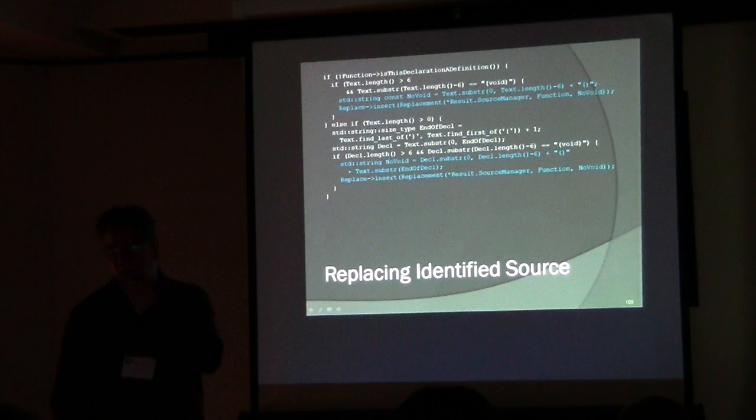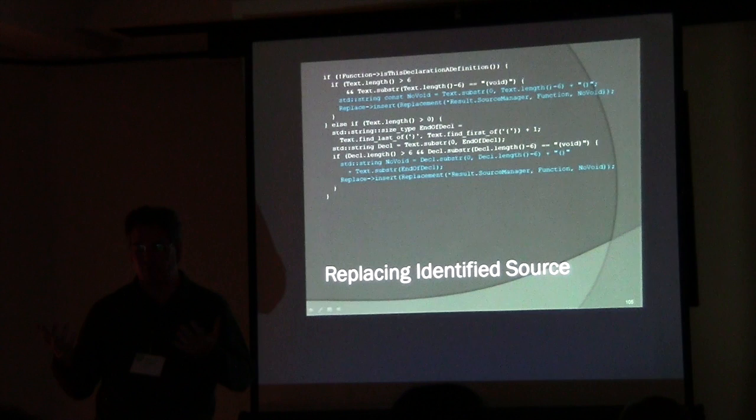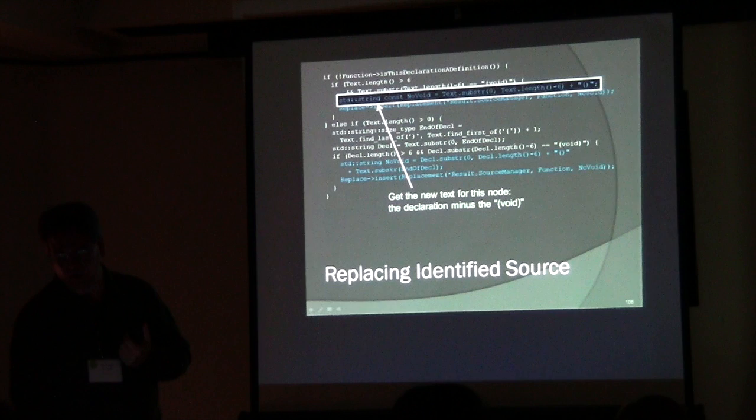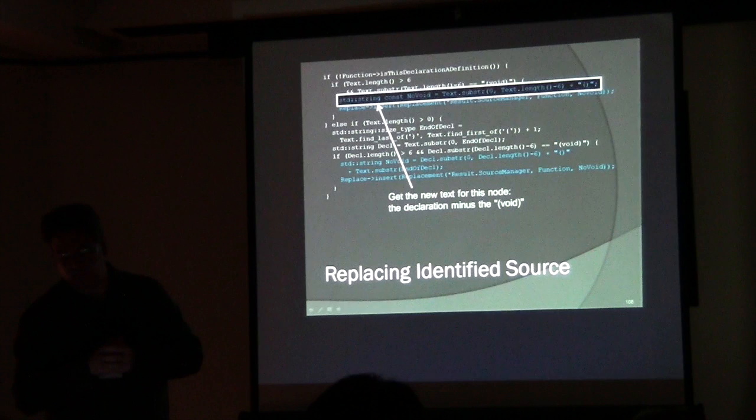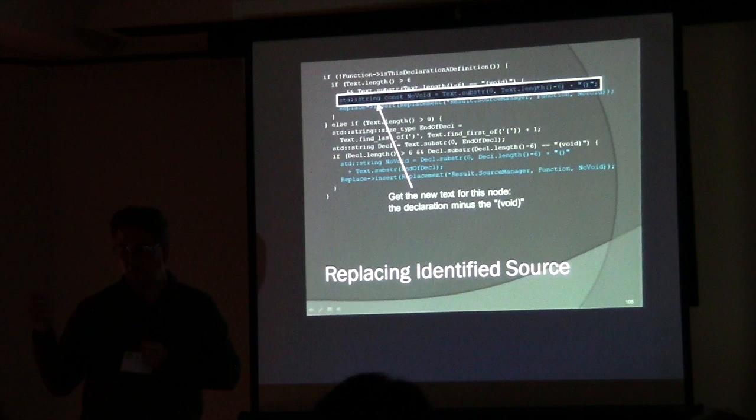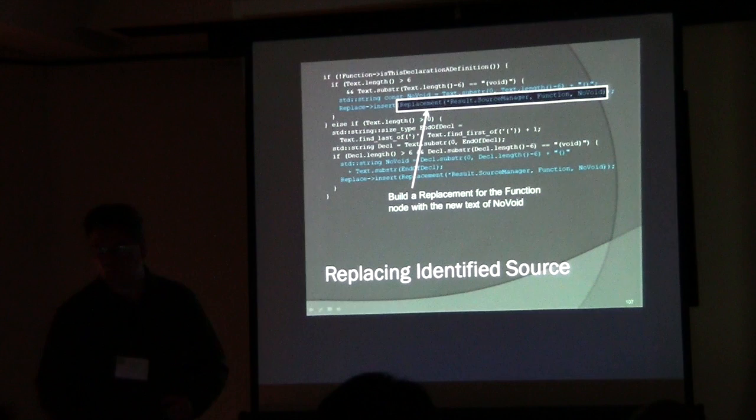So now that we've identified the things we're interested in, we can start doing replacing, because it's just string substitution, right? So we'll just get the substring of our, and this one is the declaration. So we'll strip off the (void), replace it with (), and then we'll build a replacement.